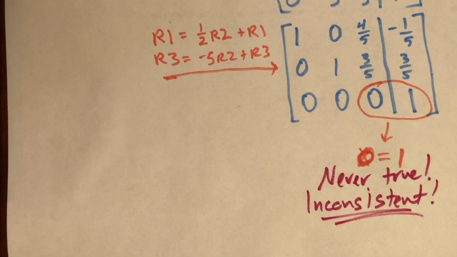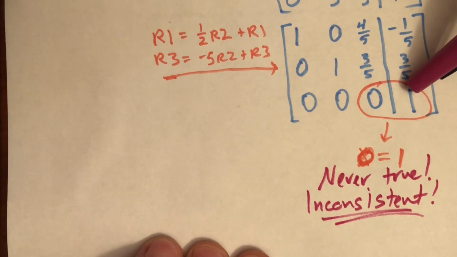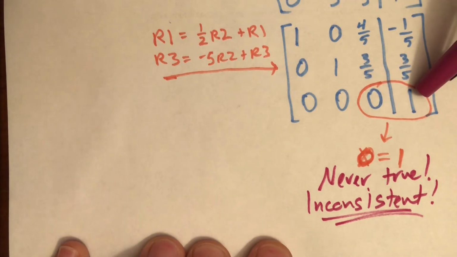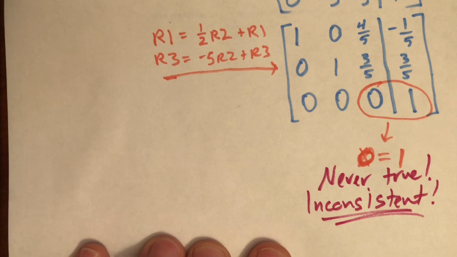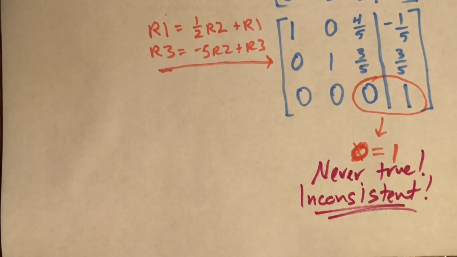It's different if we were to end up with something like 0 equals 0. That's different. That would mean that we would have infinitely many solutions because it's a dependent system. And we would express our solution for that in a different way. But for this one, we just say it's inconsistent.